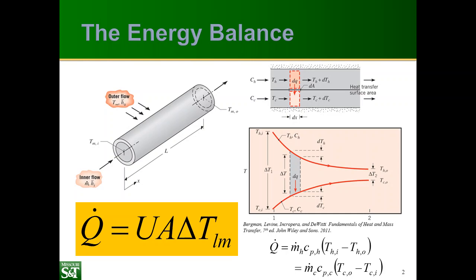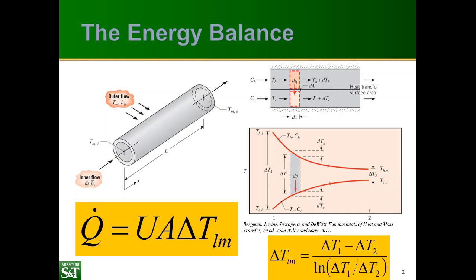So from those assumptions, we can actually derive an expression for the average temperature difference for our heat transfer. And we can do that in terms of the inlet temperature difference and the exit temperature difference. And that's what we call the log mean temperature difference. So this gives us the average temperature difference at which heat transfer occurs in this heat exchanger.